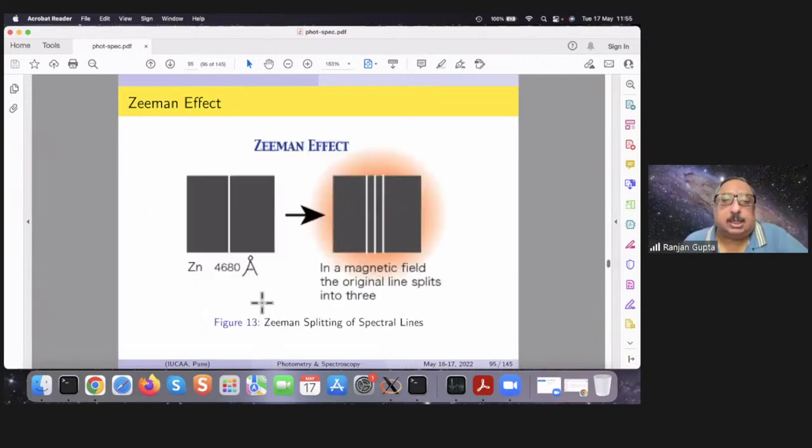This is another important thing called the Zeeman effect. You have all heard, if you have a spectral line in a gas and you put two strong magnets, then the line will split. It's called the Zeeman effect.